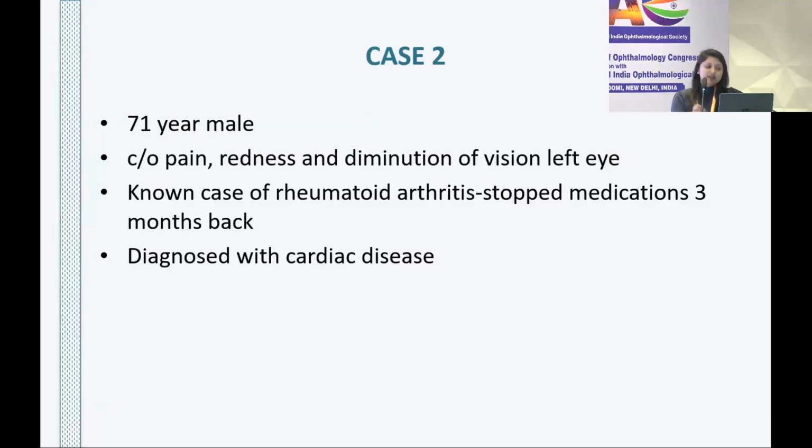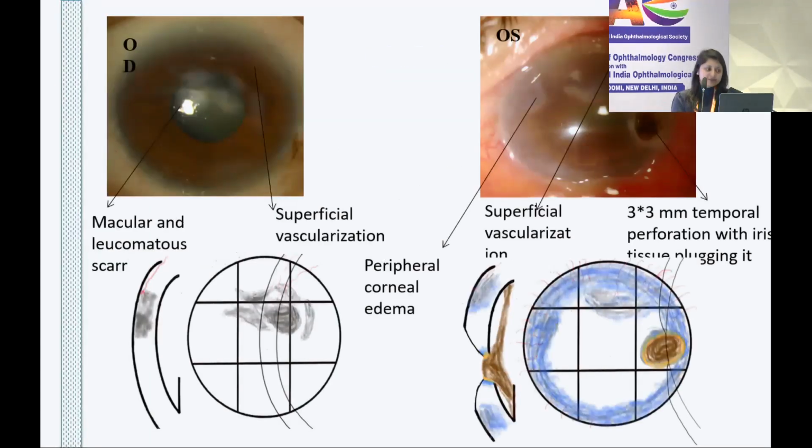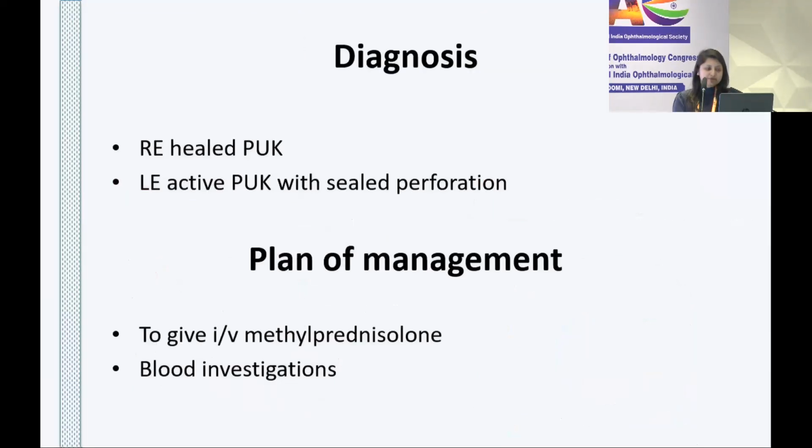Coming on to the second case, the case was of a 71-year-old male who presented with pain, redness and diminution of vision in the left eye. He was a known case of rheumatoid arthritis, but for the last 3 months he was not taking his medications. He was also a diagnosed case of cardiac disease. On presentation, his right eye had a scar with superficial vascularization. The left eye had a perforation of around 3 by 3 mm with iris tissue plugging it. So we diagnosed the patient as right eye healed PUK and left eye PUK with a sealed perforation.